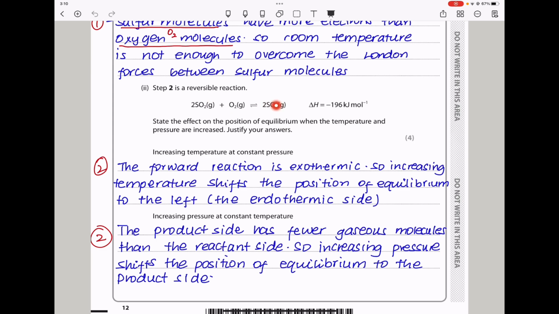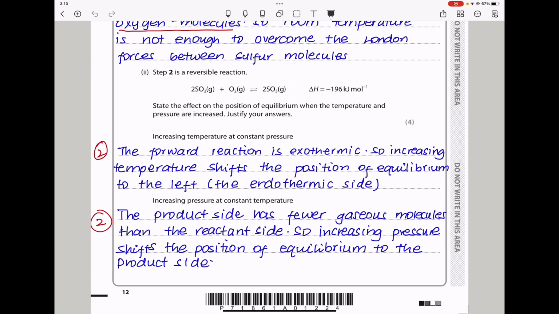If we increase the temperature, because the forward reaction is exothermic, the yield of sulfur dioxide is going to be decreased. And if we increase the pressure, because we have fewer product molecules, equilibrium is going to shift to the product side. So I said the forward reaction is exothermic, so increasing temperature shifts the position of equilibrium to the left, which is the endothermic side.